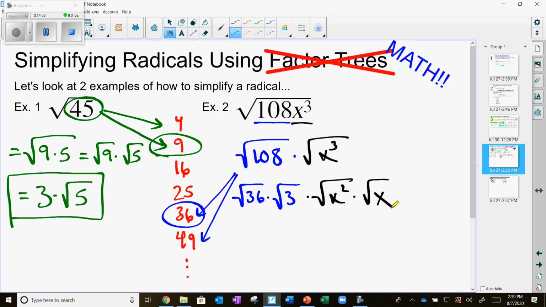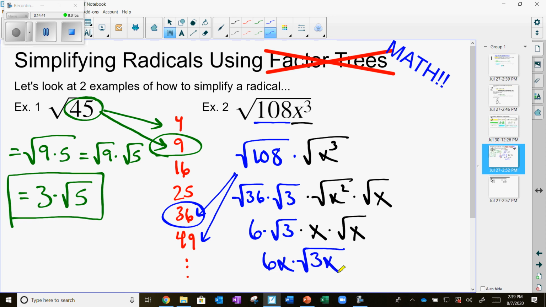So now I can simplify this, right? The square root of 36, I happen to know, is 6, times the square root of 3. The square root of x squared, I happen to know, is x. And then the square root of x can't be simplified, so it stays that way. So now I just need to combine all of the things that are outside the radical together and all the things that are inside the radical together. Again, I'm using some of those properties. So I have 6 and x that belong outside of the radical, and I'm going to be multiplying that by the square root of 3x inside of the radical. And that's going to represent my simplified form.